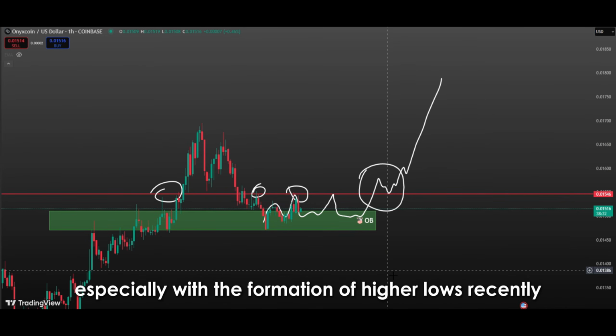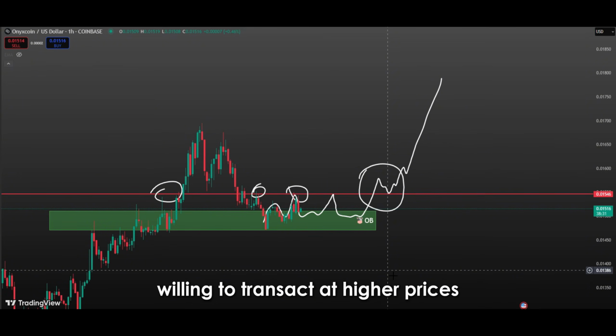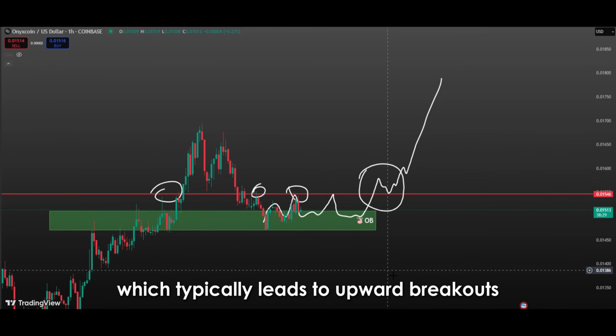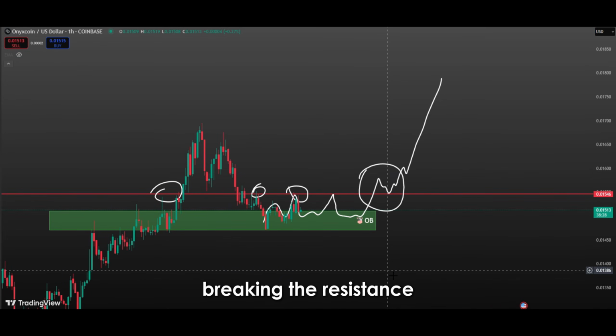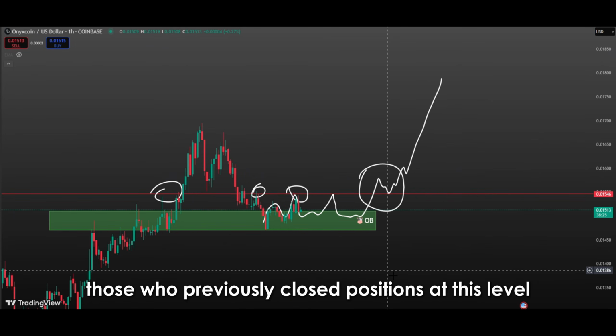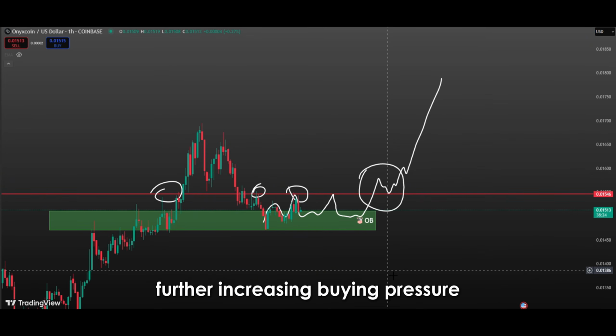Especially with the formation of higher lows recently, it indicates that buyers are increasingly willing to transact at higher prices. These structures also resemble an ascending triangle formation, which typically leads to upward breakouts. Breaking the resistance is not only a technical development, but also marks the start of a new psychological phase in the market. Many investors may start buying with a fear of missing out mentality, which can accelerate the price rally. Additionally, those who previously closed positions at this level may return to the market, further increasing buying pressure.